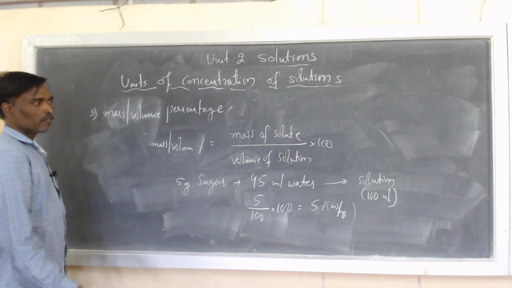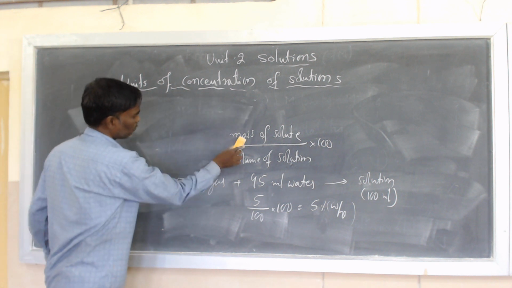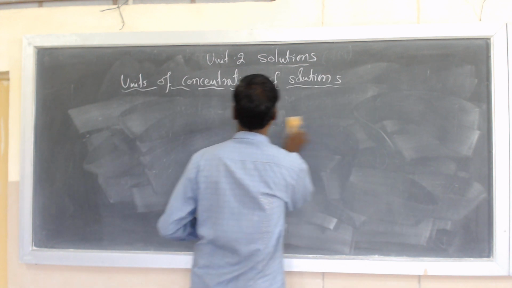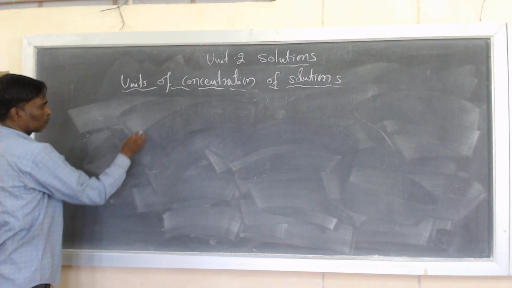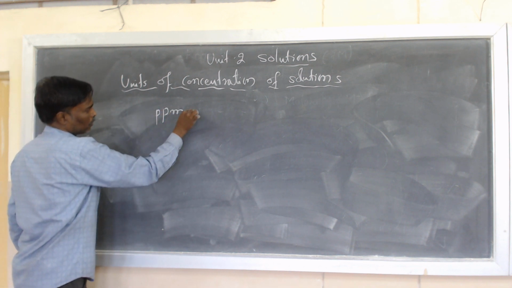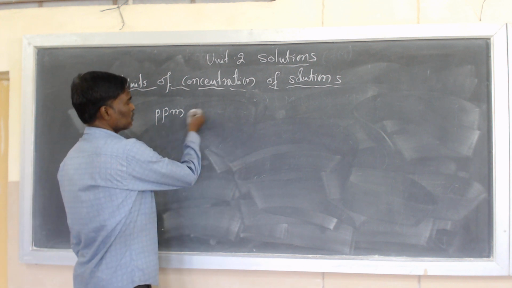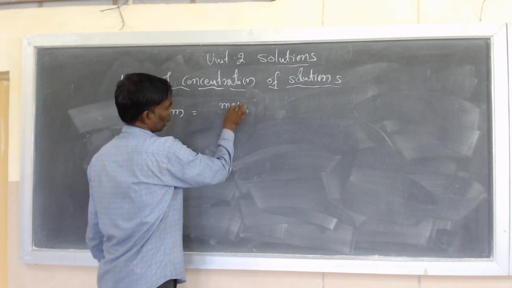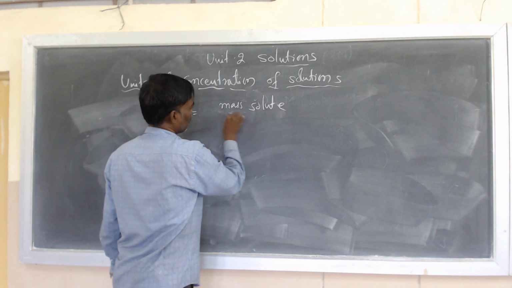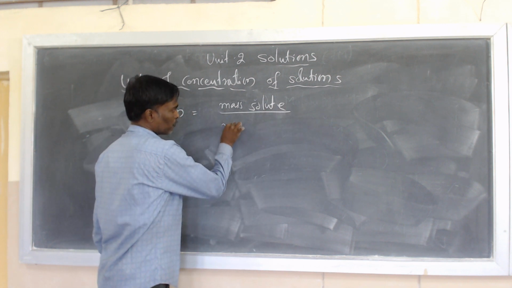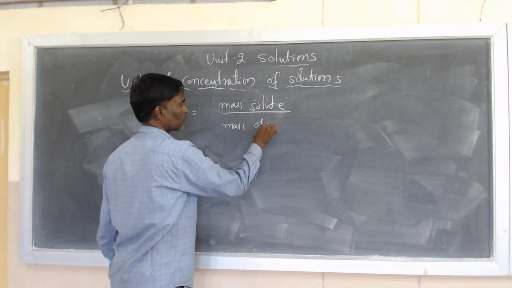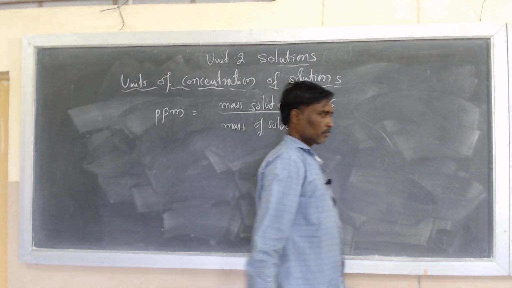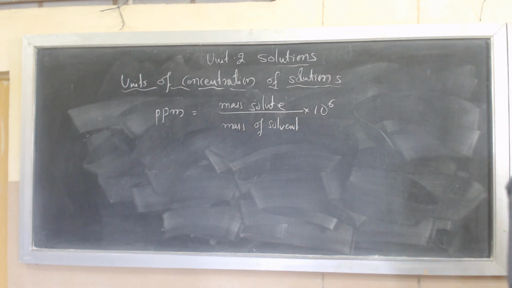And students, let me go with another one, that is the ppm, that is the parts per million. The formula we use to express concentration in ppm is mass of solute by mass of solvent into 10 raised to 6. So mass of solute by mass of solvent into 10 raised to 6.